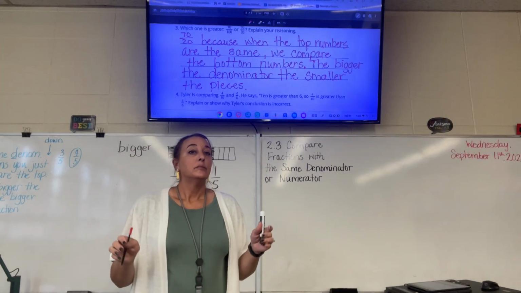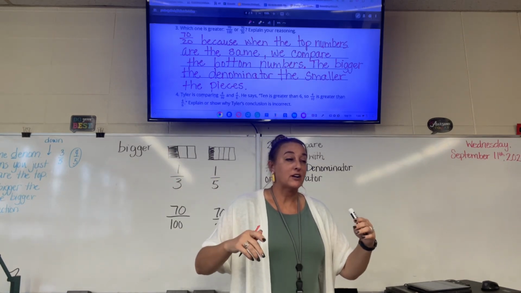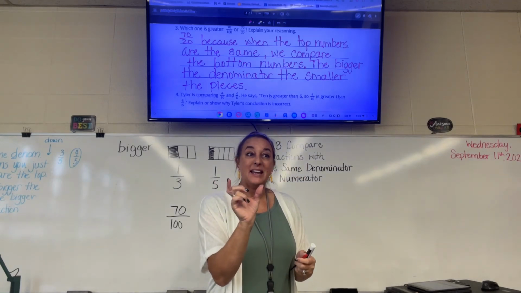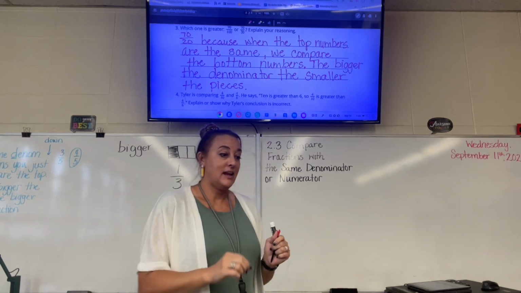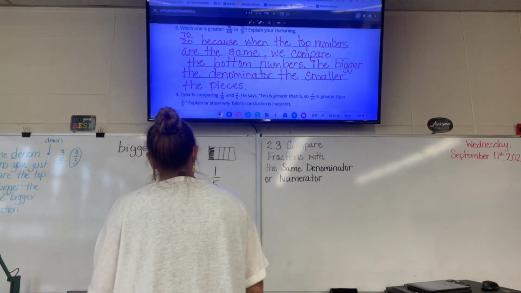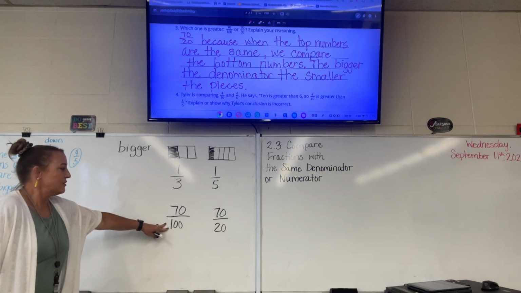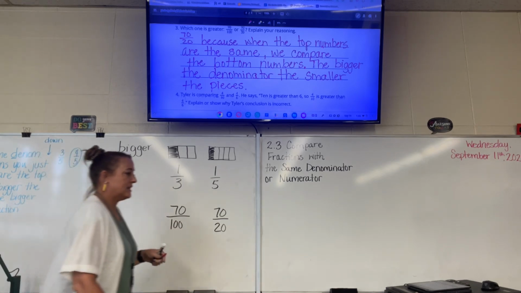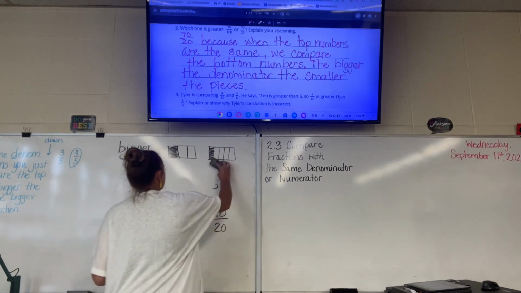Normally if we have 1,000 in a number, we think that's a big number, right? But when it's on the bottom of a fraction, that's taking one whole and splitting it into 1,000 itty bitty teeny tiny pieces, okay? So they're gonna be very little. Okay, so 100 is bigger than 20. So that means that 20th size pieces are much bigger than 100th size pieces. If you haven't finished copying that, keep working.